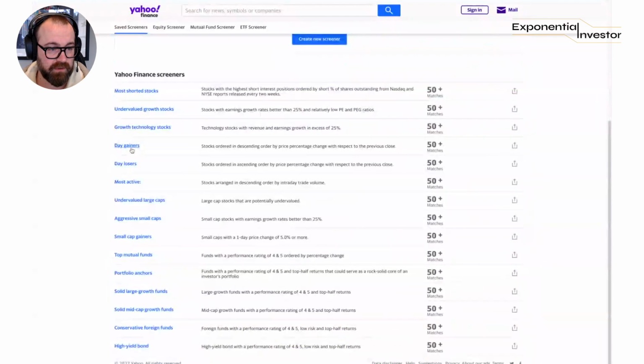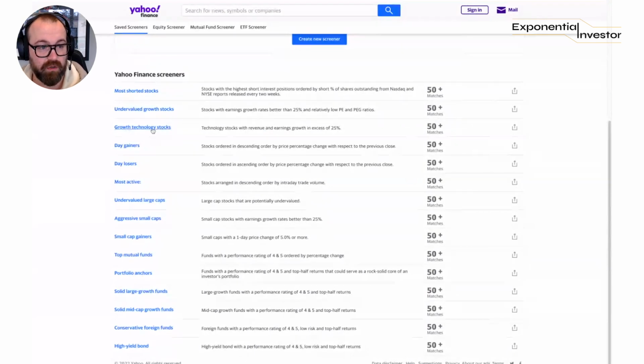So, the day gainers, you can filter stocks ordered in descending order by price percentage change with respect to the previous close. Growth technology stocks with revenue and earnings growth in excess of 25%. Well, considering that there's been a massive sell-off on growth technology stocks in the last year, let's have a look at what this pre-made screener brings up for us.